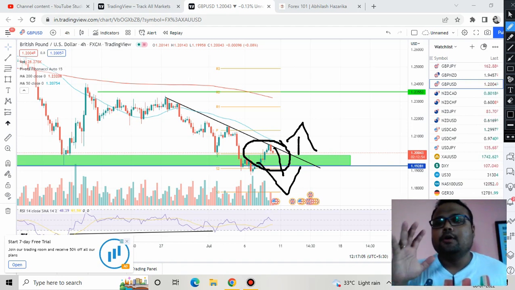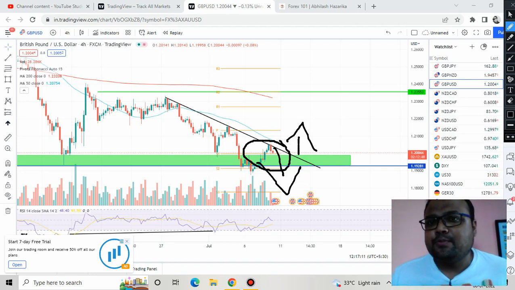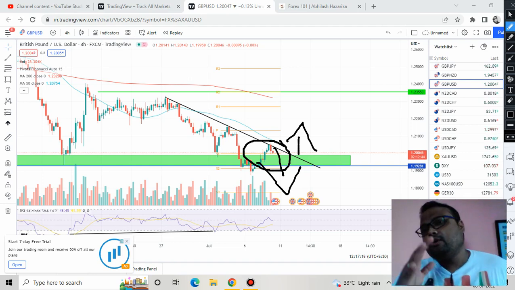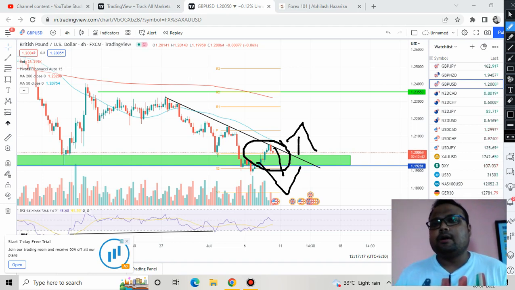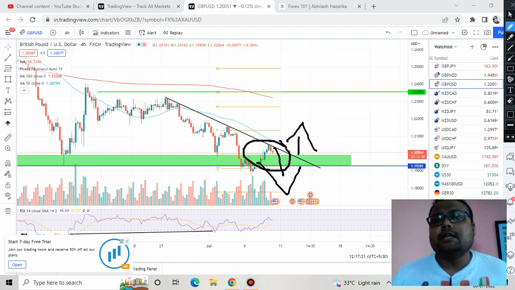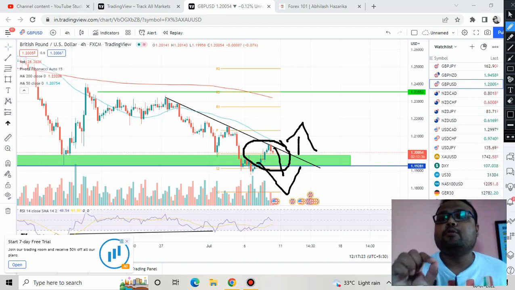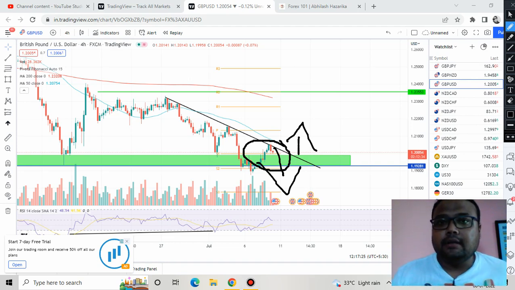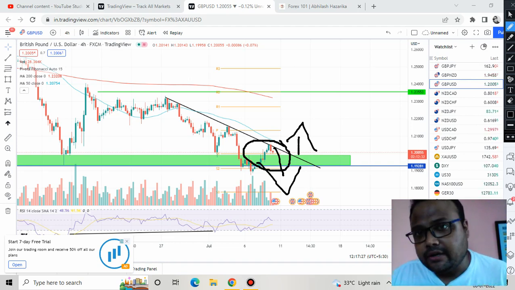So wait for the market to give you a proper direction, because after all it's your money and it's your responsibility to protect it as well. Wait for the news to come out and trade accordingly, and whatever you do, follow proper, strict risk management, and take positions according to your capital, not according to hunger and greed.